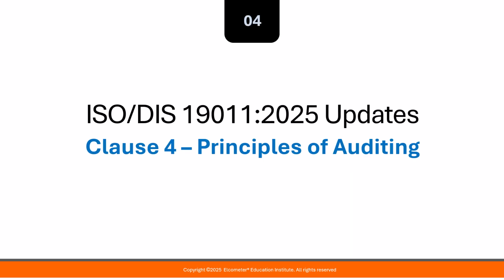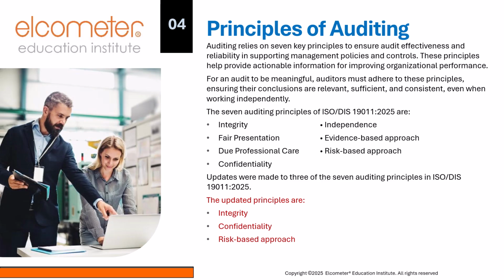Section 4 is going to cover the Clause 4 principles of auditing, the updates associated with the 19011-2025 version. Auditing relies on 7 key principles to ensure the audits are effective and reliable and support the management system policies and controls. The principles help provide actionable information for improving organizational performance. For an audit to be meaningful, auditors must adhere to these principles, ensuring that their audit conclusions are relevant, sufficient, and consistent, even when working independently.